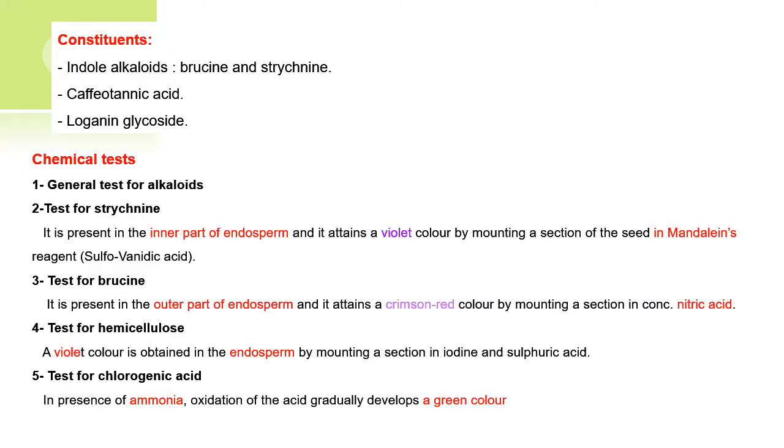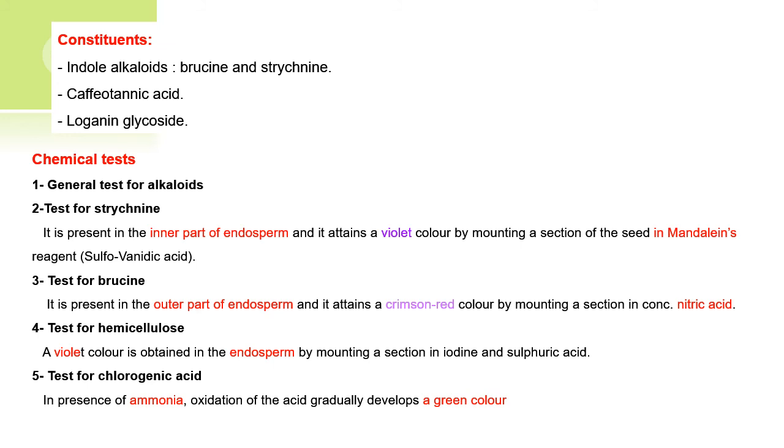The active constituents are alkaloids belonging to the indole nucleus, mainly brucine and strychnine, in addition to chlorogenic acid and loganin glycoside. Chemical test for Nux vomica: the general test for alkaloids is to extract the alkaloid with alcohol or acidulated water, then filter. To the filtrate add a few drops of Mayer reagent. A white precipitate is formed.